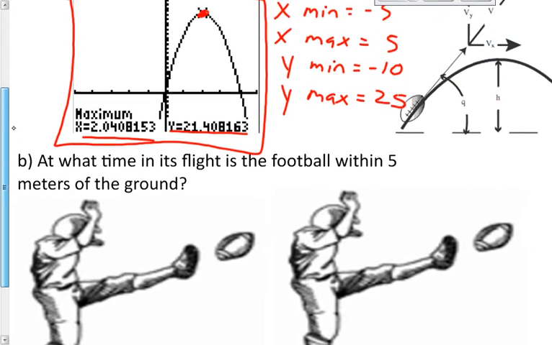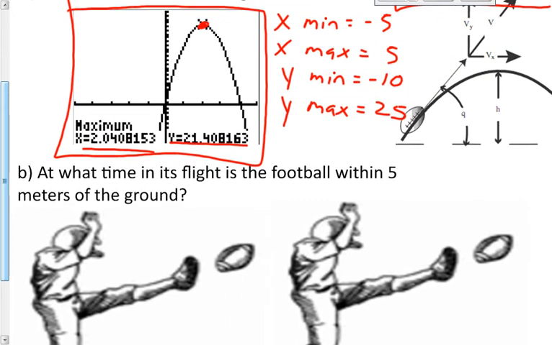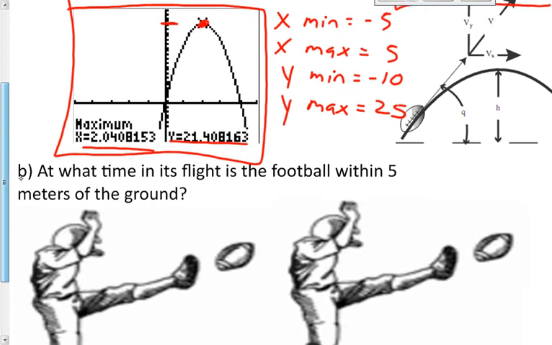So class, look at our graph right here. Our y-axis is in meters. So if this is approximately 21 meters, half of that would be 10 meters, so this is about 10. And we want to know when is it approximately 5 meters. So how long is it from here to here? At what time in its flight is the football within 5 meters?